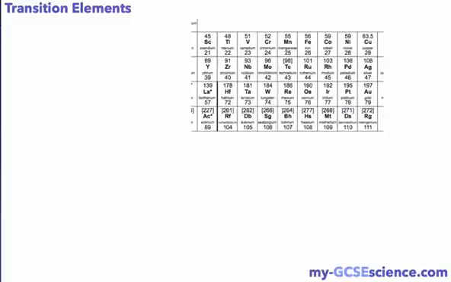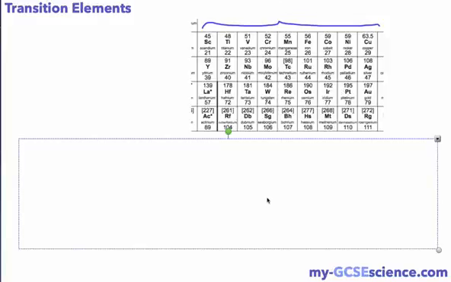The transition elements, or the transition metals, are found between group 2 and group 3 on the periodic table. So if you took a look at your periodic table, you would see the middle part there with these elements in it, and that's the transition metals. And there are a couple of features, properties of these, that you need to know.